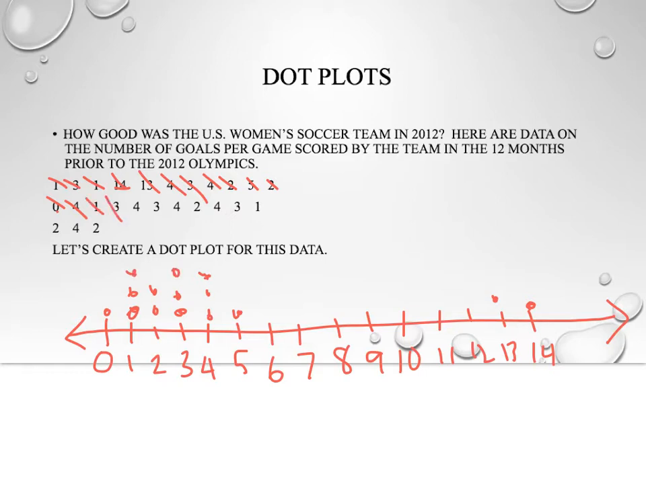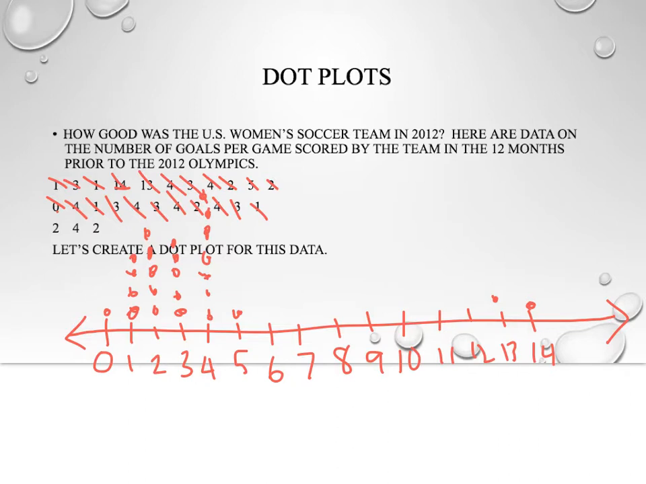Let's go ahead and keep going. Ooh, my 4s are getting pretty high there. Oops. 2 and 2 and 4. Alright, there we go. So there's my dot plot.